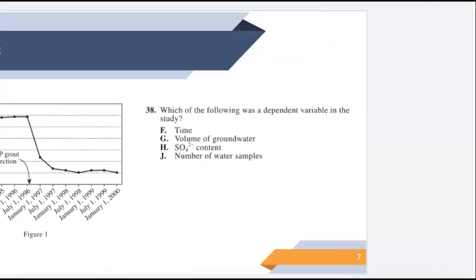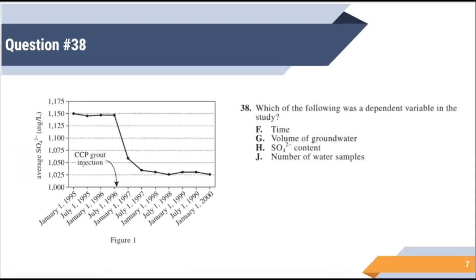All right, question 38. Which of the following was a dependent variable in the study? Dependent variable always means data. Data. I'm very slow at writing on my computer. Sorry, guys. Data. And so we're going to be looking at our y-axis. Y-axis is always the dependent variable, what you measure, your data. And so we did measure the average SO4 or sulfate content, so 38 should be H.